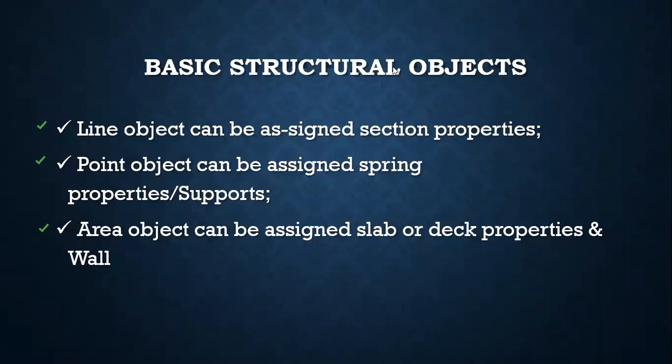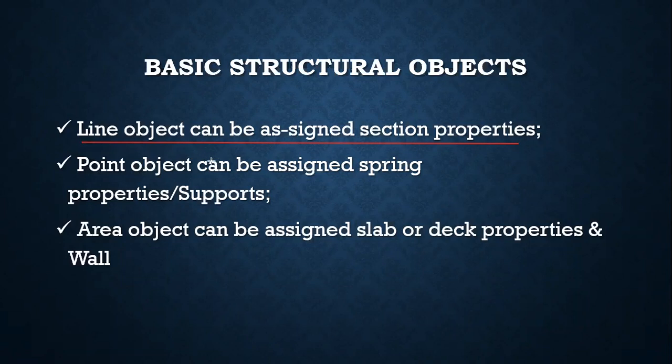So the first object, actually the basic object, is a point object. Second one is line object. Third one is area object. But most of the time we are not going to model the point object because it is a part of the line object. If you draw one line in any structural analysis or modeling software, the points are automatically created. The points we also call nodes. So once we draw the line object, the point object is automatically created.